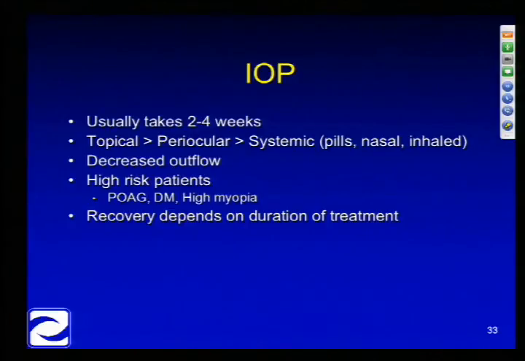This is felt to be due to a decreased outflow of the aqueous humor. There are a subgroup of people that are at higher risk for this. People with pre-existing glaucoma can be suddenly worse if they're treated with steroids. Patients with diabetes mellitus and high myopia are also at higher risk. Usually, the elevation in intraocular pressure gets better if you take away the cortisol or cortisone. The time that it takes to get better is usually dependent on how long they've been treated.